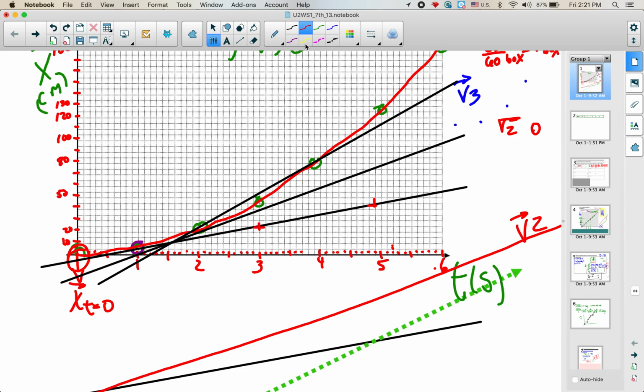It's a good idea to mark your tangent lines when you finish drawing them. So this would be V2, because it was the slope of the tangent line at 2 seconds, which tells me the instantaneous velocity at 2 seconds. This tangent line gives me the instantaneous velocity at 1 second because it was a tangent line we drew to the 1 second mark. Anyway, I hope that helps.